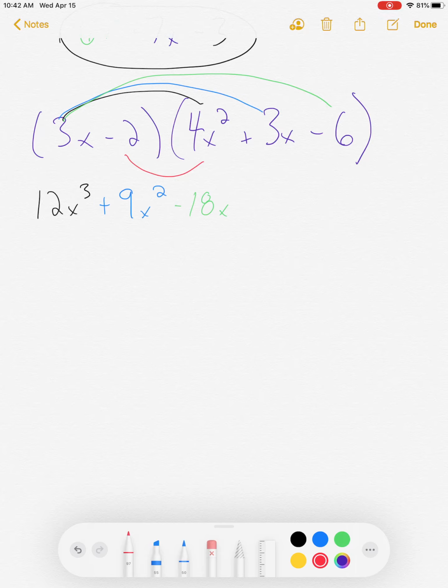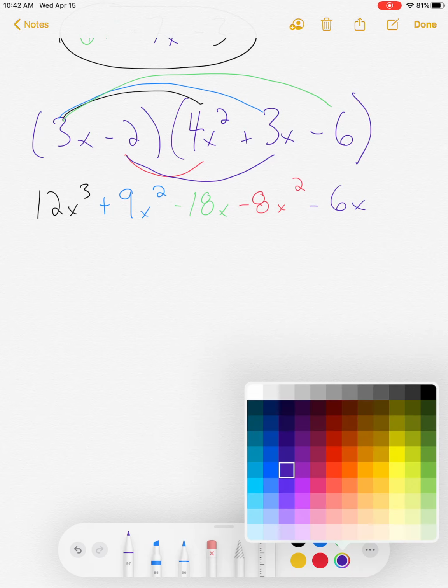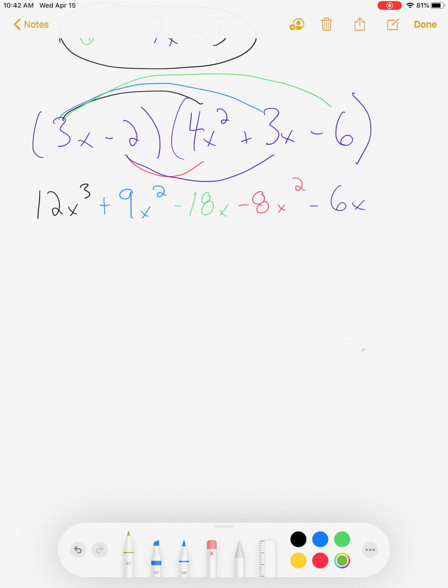So I'm going to do negative 2 times 4x squared. Well, negative 2 times 4x squared gives me a minus 8x squared. Next up, I have negative 2 times 3x. Negative 2 times positive 3x will give me a negative 6x. Last but not least, we have negative 2 times negative 6. A negative times a negative should give me a positive. 2 times 6 then is 12.